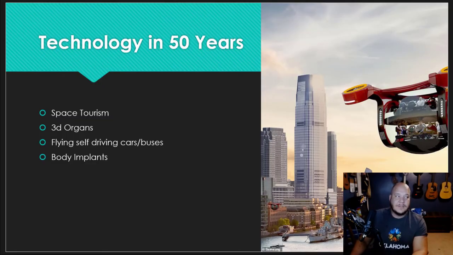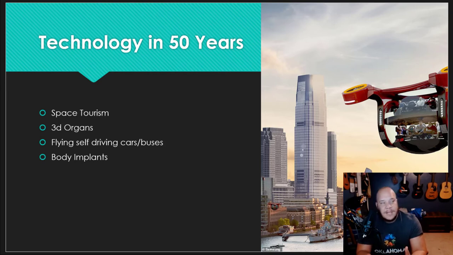In 50 years, we're going to see things like the rise of space tourism, 3D printed organs, flying self-driving cars and buses, complete body implants. We're not talking about replacing the heart or the lungs or the liver or kidney. We're talking about downloading your consciousness into a new body from your cells. So regenerative life. If you want to be back 18 years old, we'll just grow you a new body, transfer over your brain, and all of a sudden you have a brand new body and you get to be you all over again.